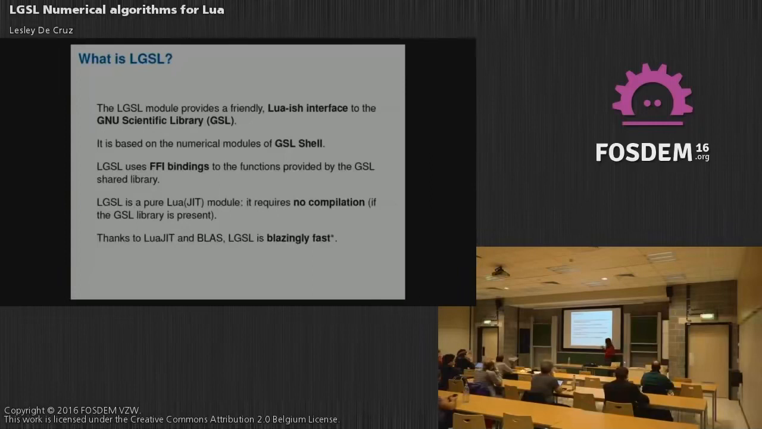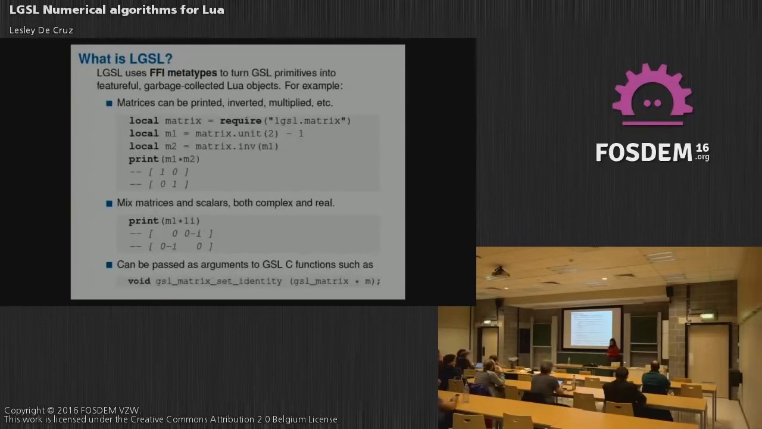And of course, we want this to be a real alternative to writing C applications. So that means that performance really matters. As you know, LuaJIT is really fast, one of the fastest dynamic language implementations. And also thanks to the fact that you can use a custom BLAS implementation, Lgsl is blazingly fast.